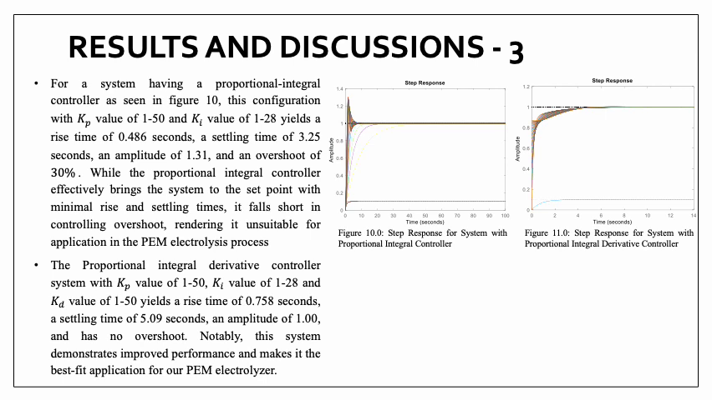The final form of controller is the proportional integral derivative controller, which yields a rise time of 0.58 seconds and an amplitude of 1, and it has no overshoot. So this form of controller is the best fit for our electrolyzer system.